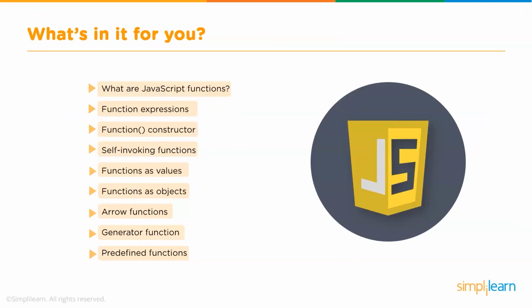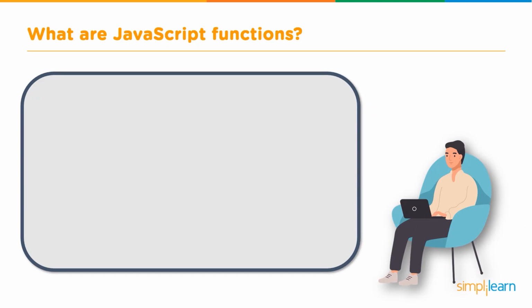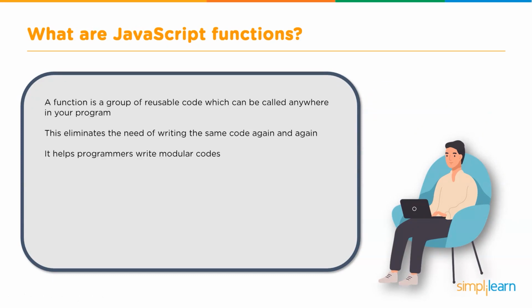Moving on to our first topic, what are JavaScript functions? So basically, a function is a group of reusable code which can be called from anywhere in your program, right? When you have a piece of code that you want to execute repeatedly in your entire program, it makes more sense to define it once and call it over and over, right? It makes the code more efficient and readable. This also helps programmers write modular codes.